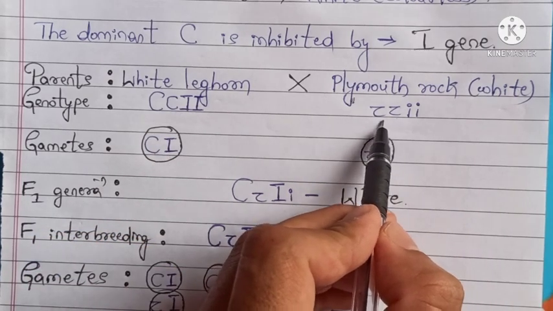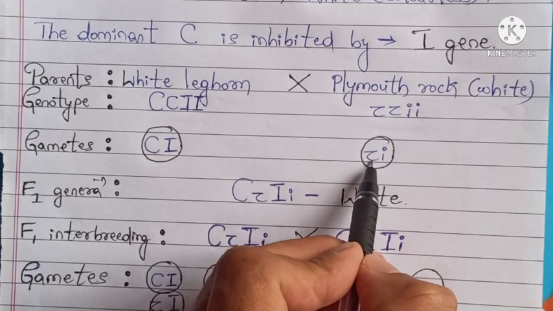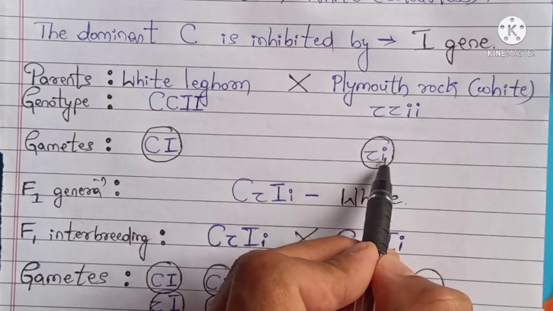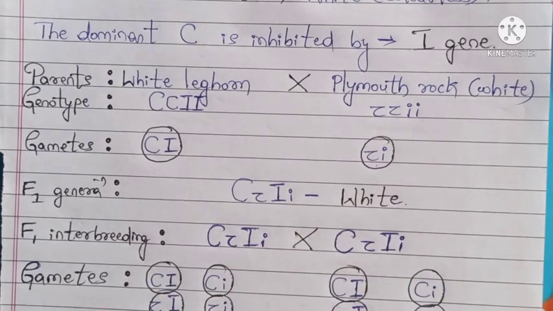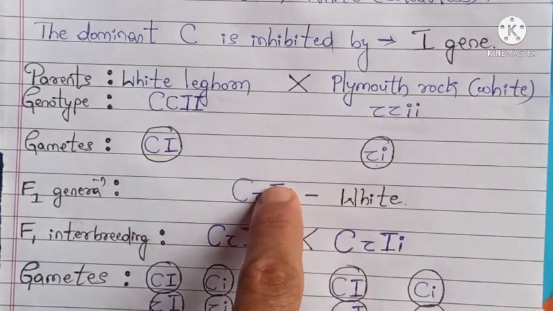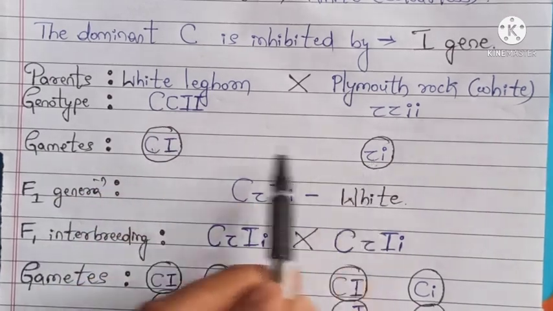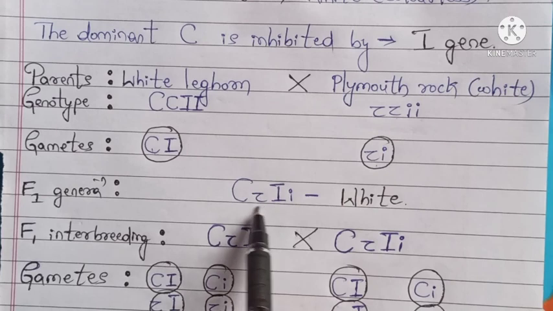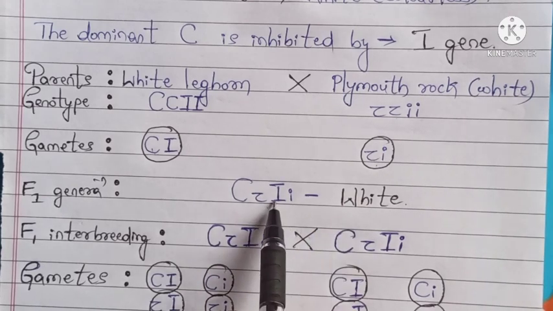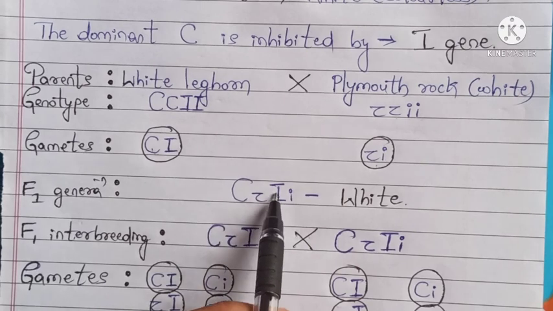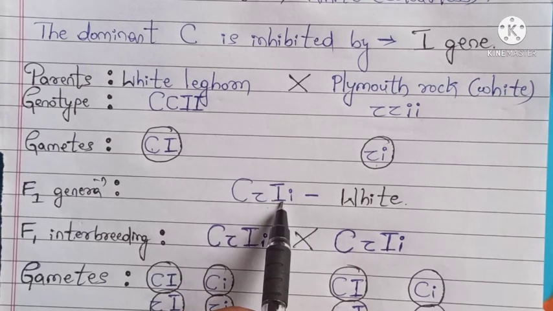Here also small c, that is homozygous condition, therefore small c is taken, and small i is also a homozygous condition, therefore small i is taken. Now these two gametes are fused in the F1 generation, we will get capital C, capital I, small i. So I have written here, and I told you that even though capital C is present, the I gene is also present in the dominant condition.